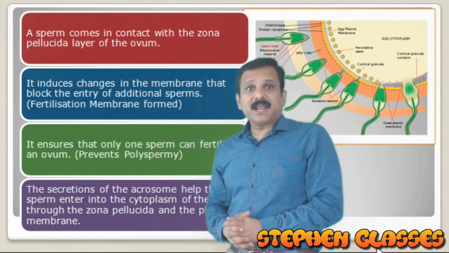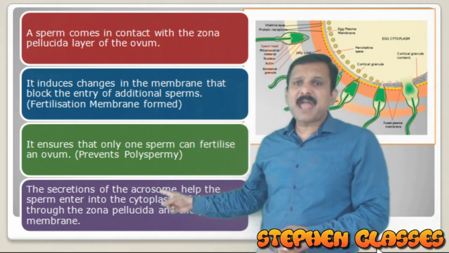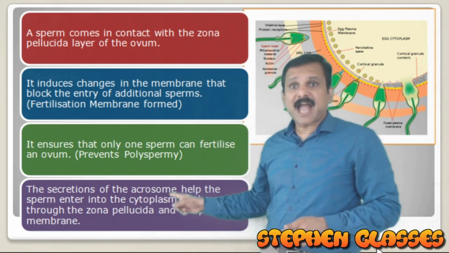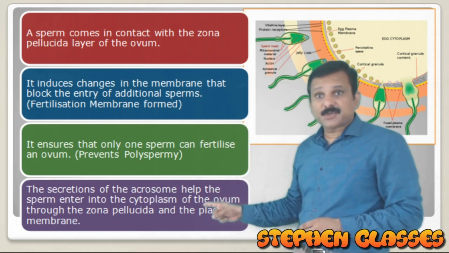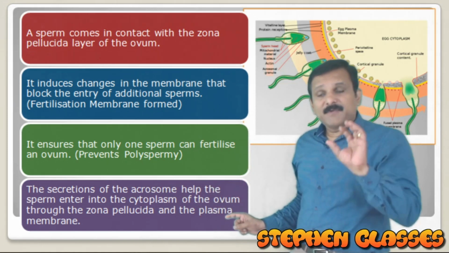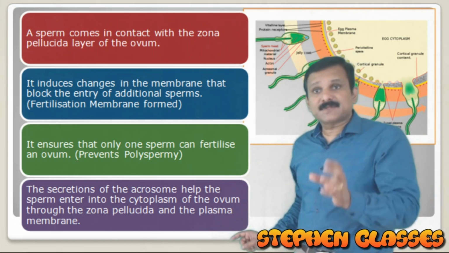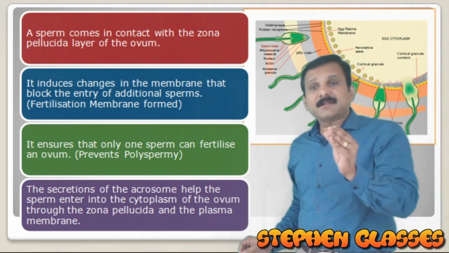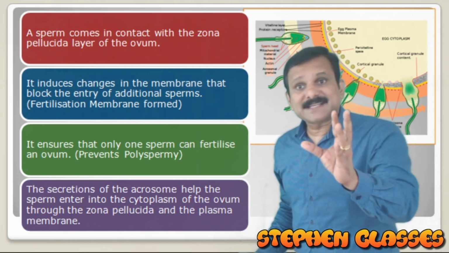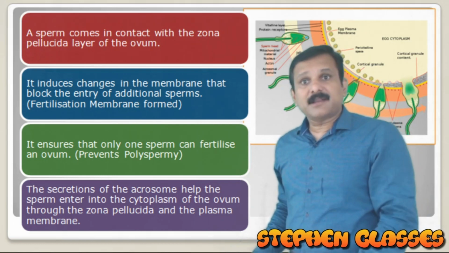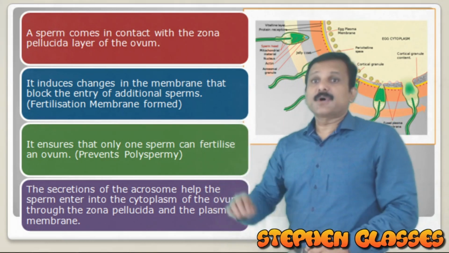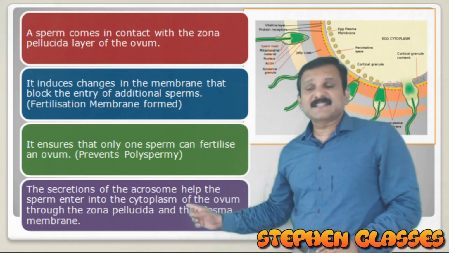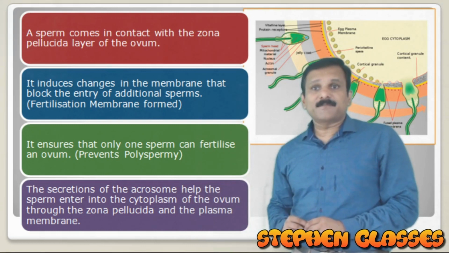In addition to that, secretions of the acrosome play a very crucial role in the penetration of the sperm cell into the ovum. The secretion of the acrosome helps the sperm cell enter the cytoplasm of the ovum. Within the acrosome, you have a collection of enzymes called sperm lysins. These sperm lysins penetrate through the corona radiata, zona pellucida, and finally the plasma membrane to reach the ooplasm. You got it?